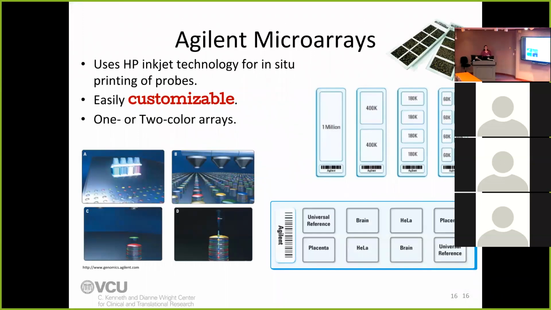All right, Agilent microarrays are different from Affymetrix in that they actually use HP inkjet technology, and they print the probes on the array. This makes the arrays very cheap to construct, which makes them very easily customizable. And Agilent also offers 1 and 2 color arrays, if you're interested in the 2 color arrays.